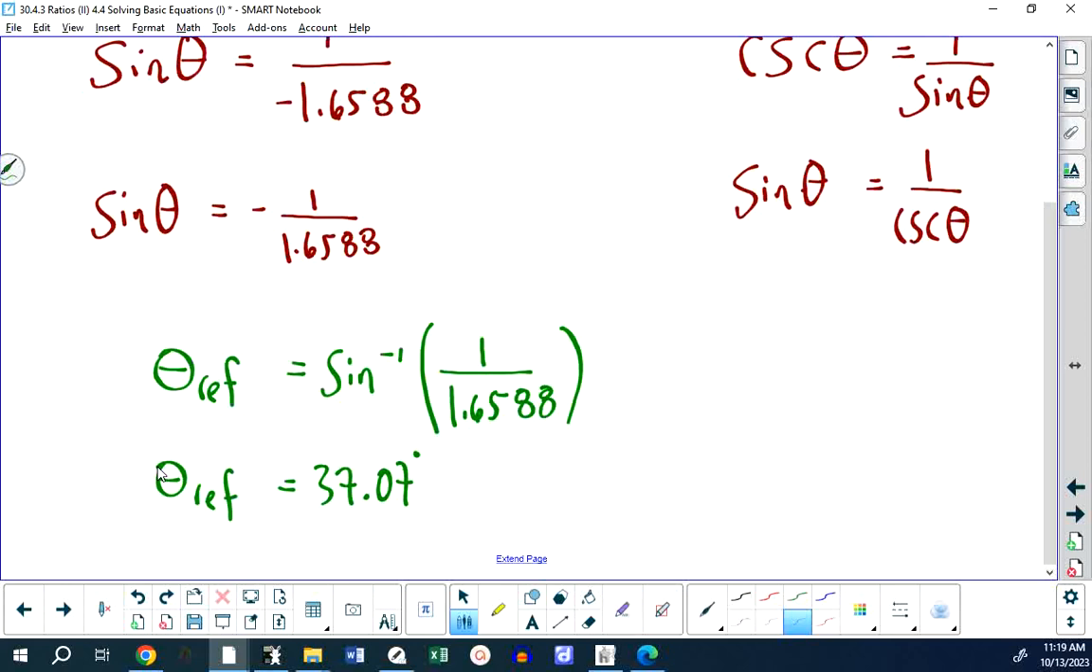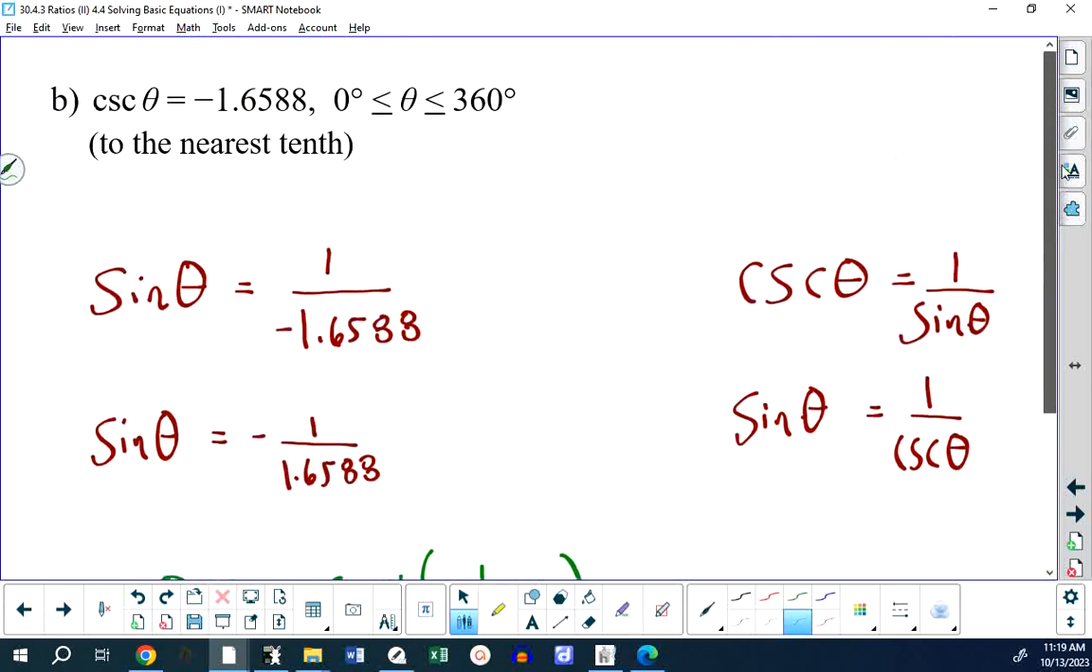Where, in terms of quadrants, will cosecant be negative? Well, cosecant will be negative wherever sine is negative, because they're reciprocals of each other. Reciprocating a number doesn't change it from negative to positive. It's still negative. So where is sine negative? I don't use the cast rule. Sine is connected to y. It's negative down here in quadrant 3 and 4.